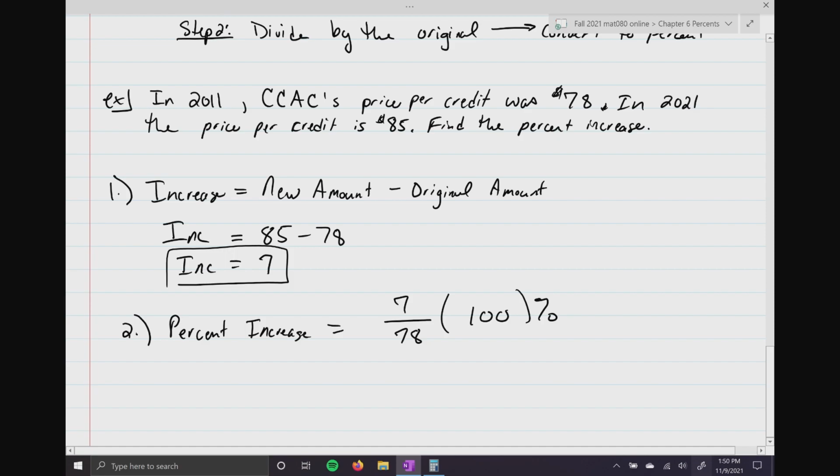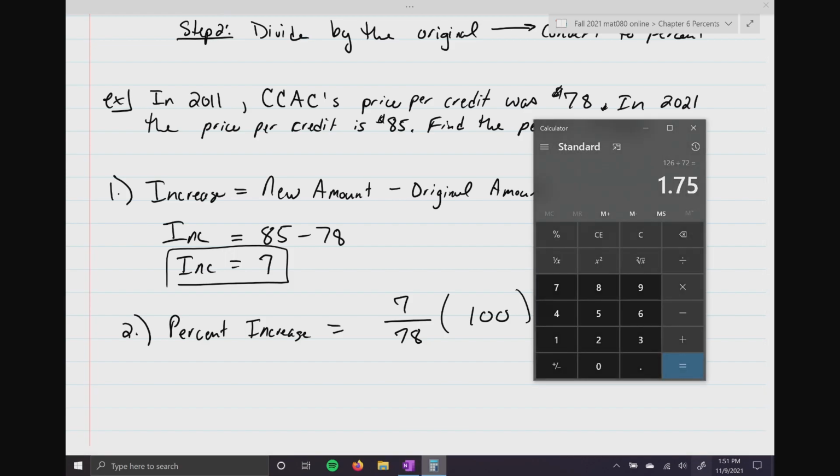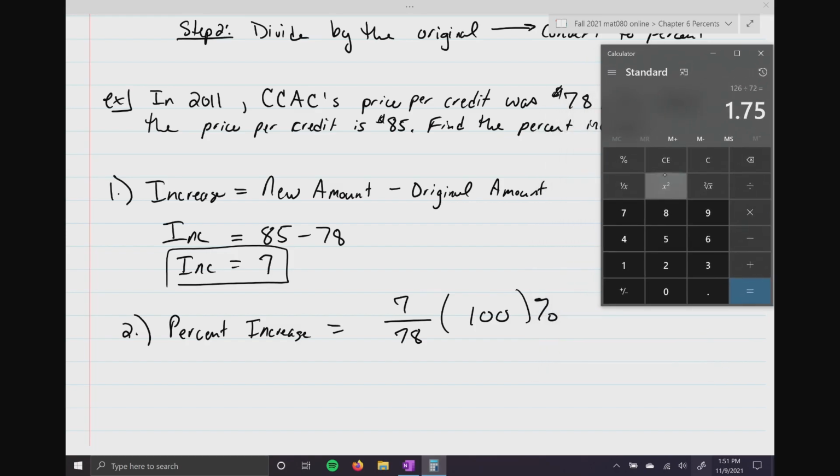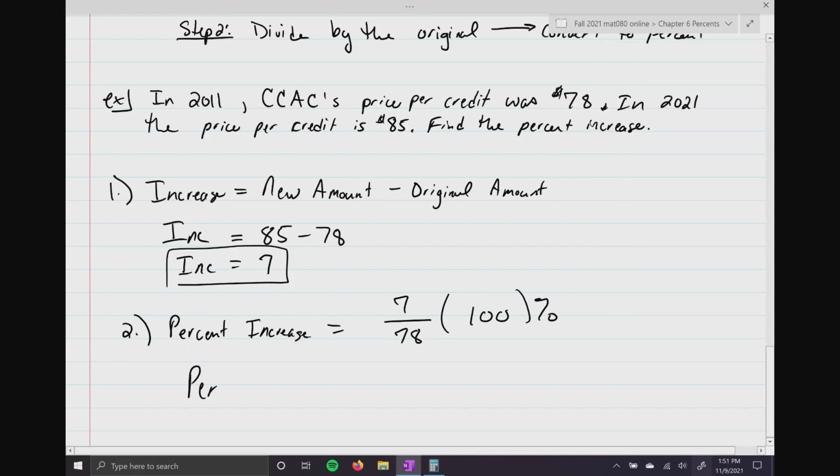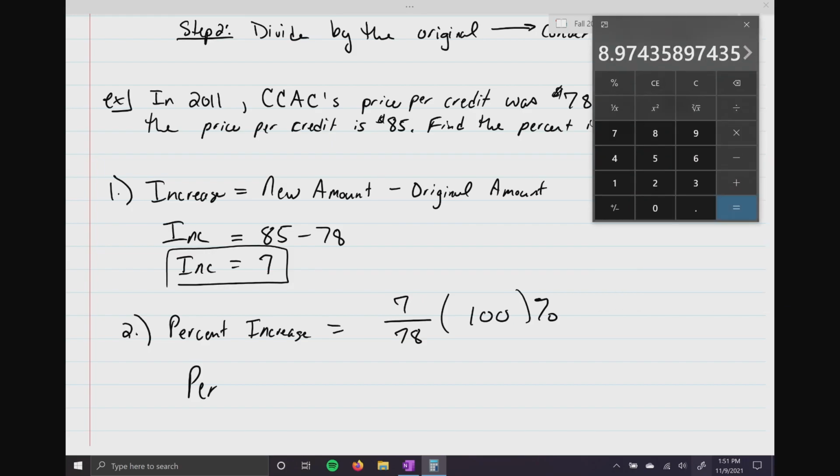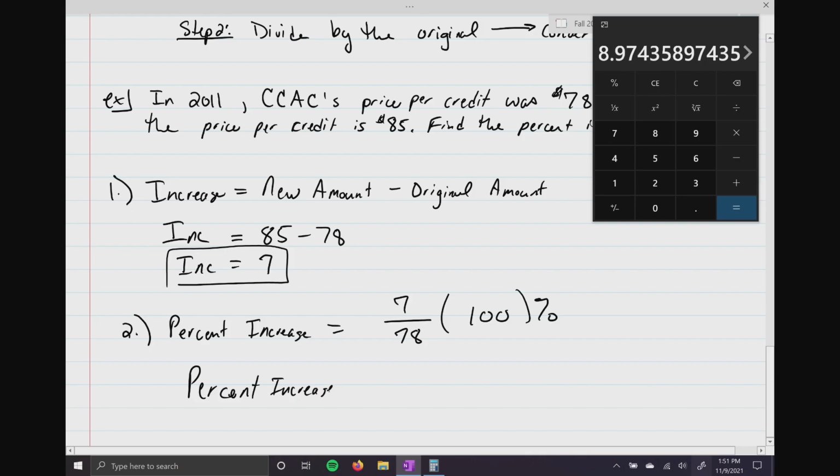So 7, let's get our calculator out here. Clear it out. So 7 divided by 78 equals 0.0897, all that decimal, right? Multiply it by 100, or move the decimal place 2 places to the right. So our percent increase is going to equal 8.97, I'll round to 2 decimal places, percent.